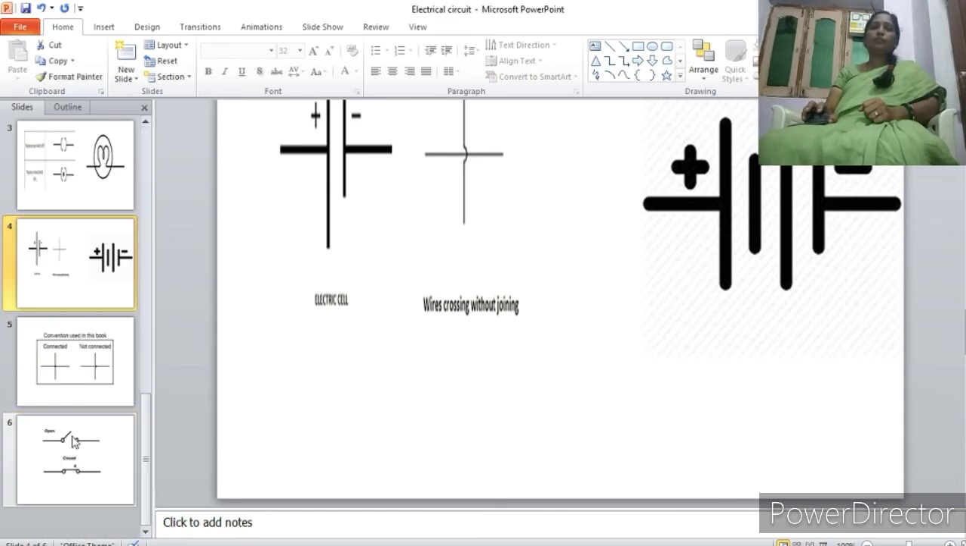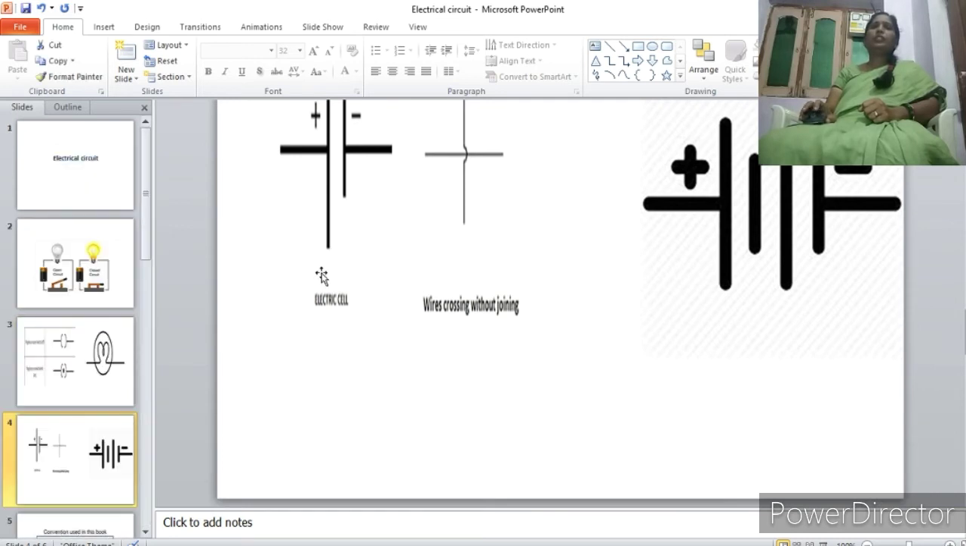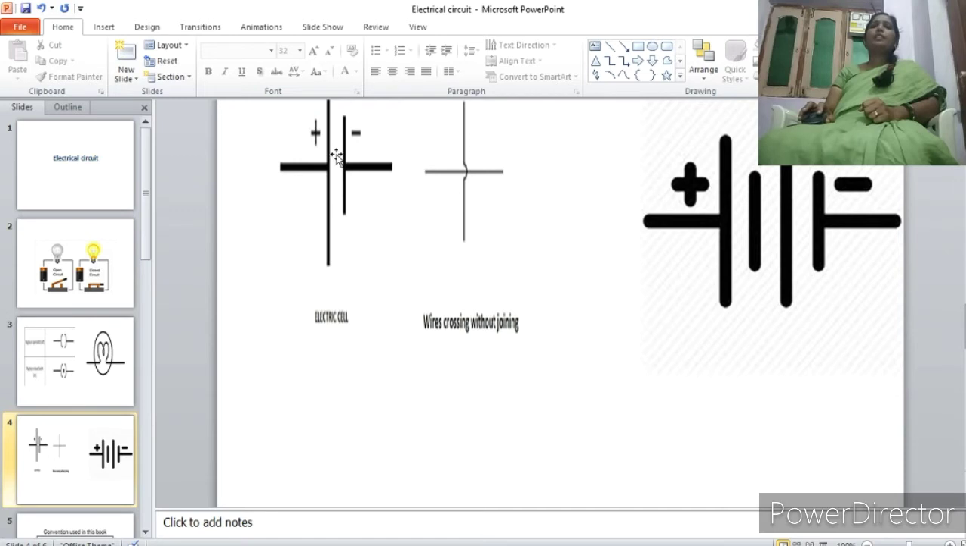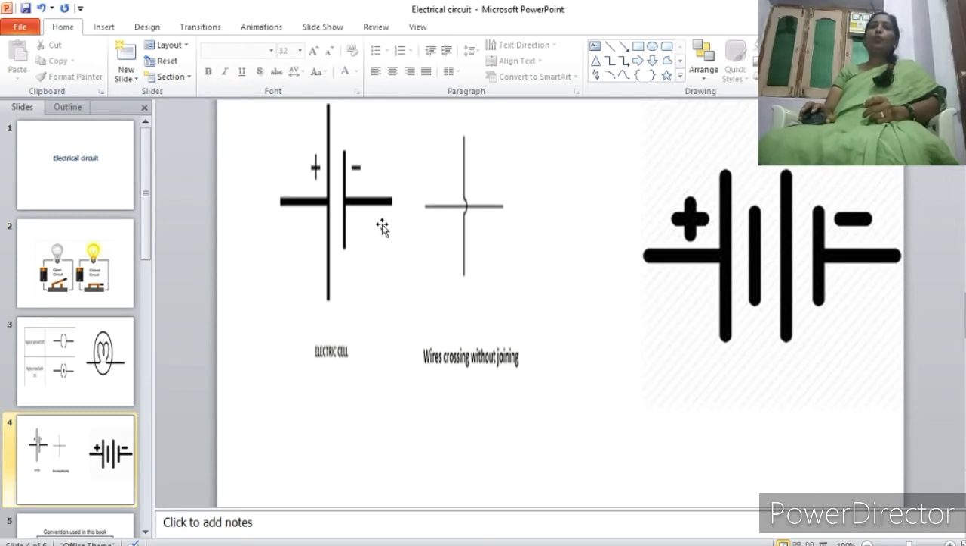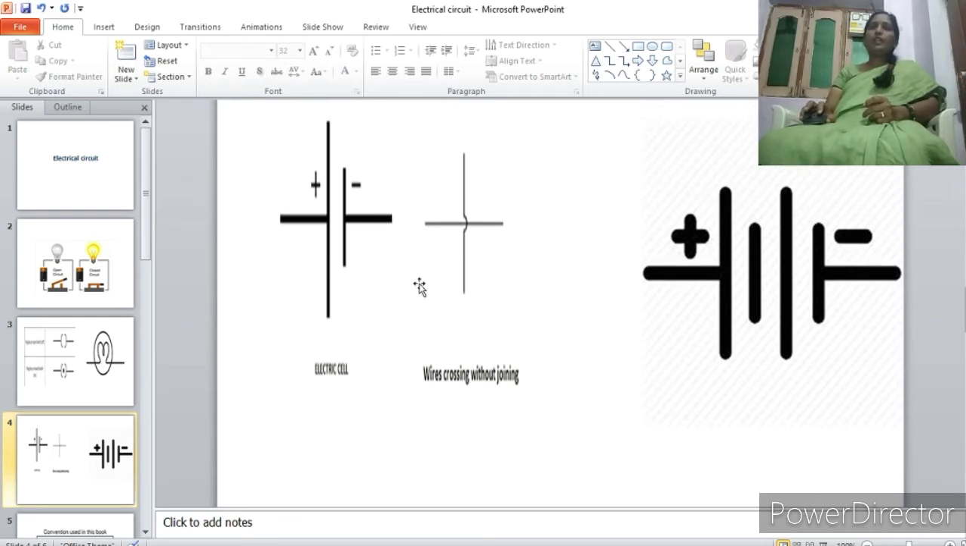So this is the cell, a single cell that you are using. In this symbol, the positive terminal is shown with a long line, and the short line, whose length is less than the positive terminal, is known as the negative terminal. So this is the symbol for an electrical cell.